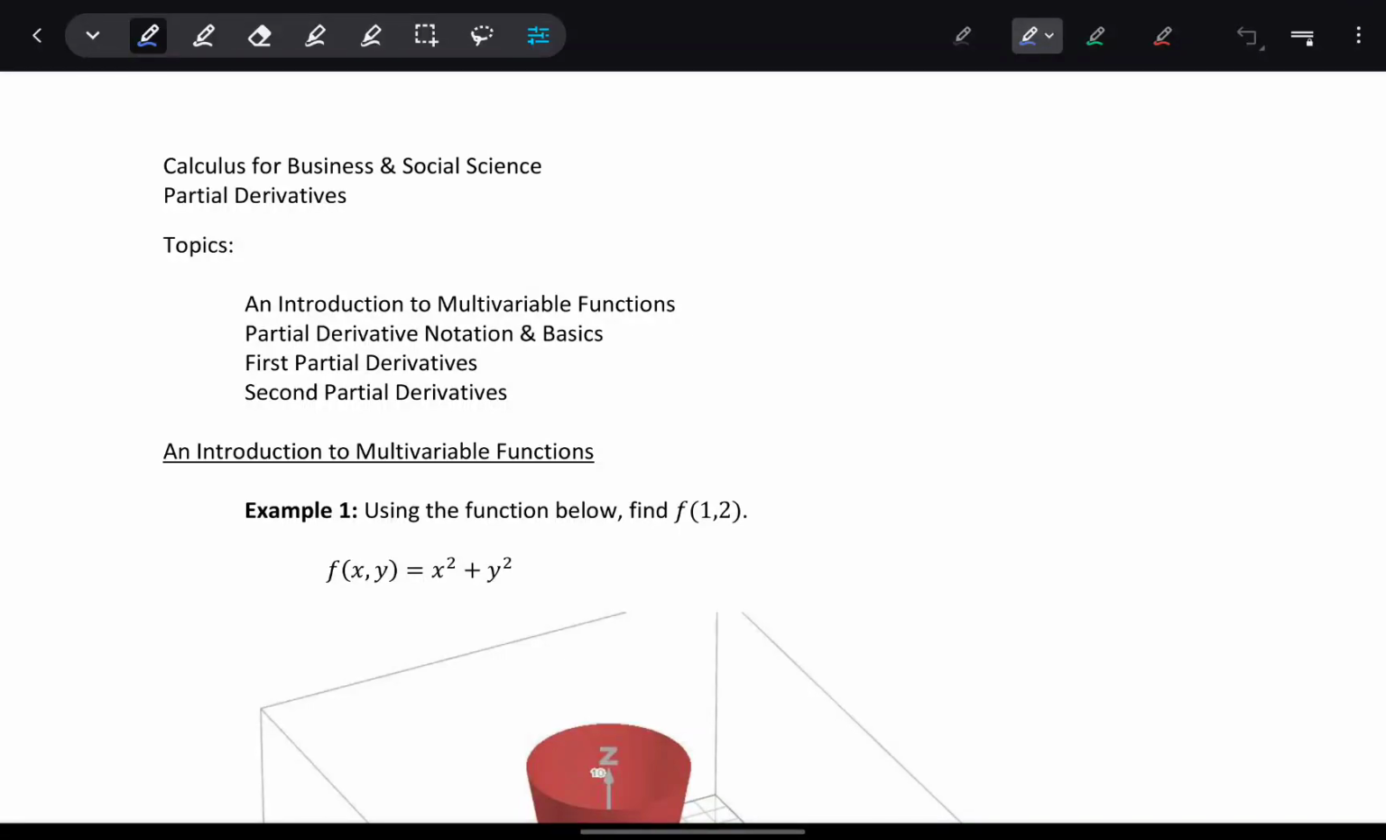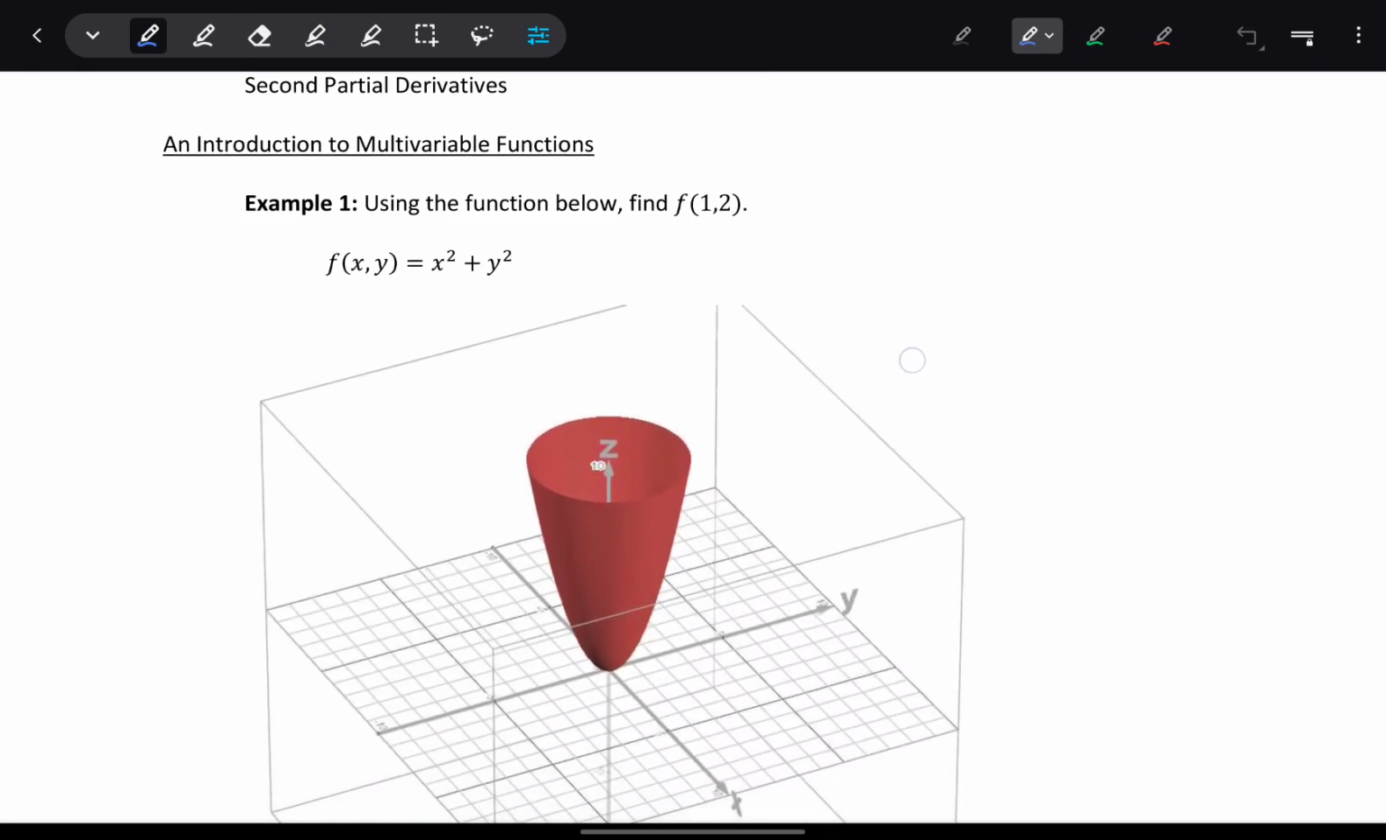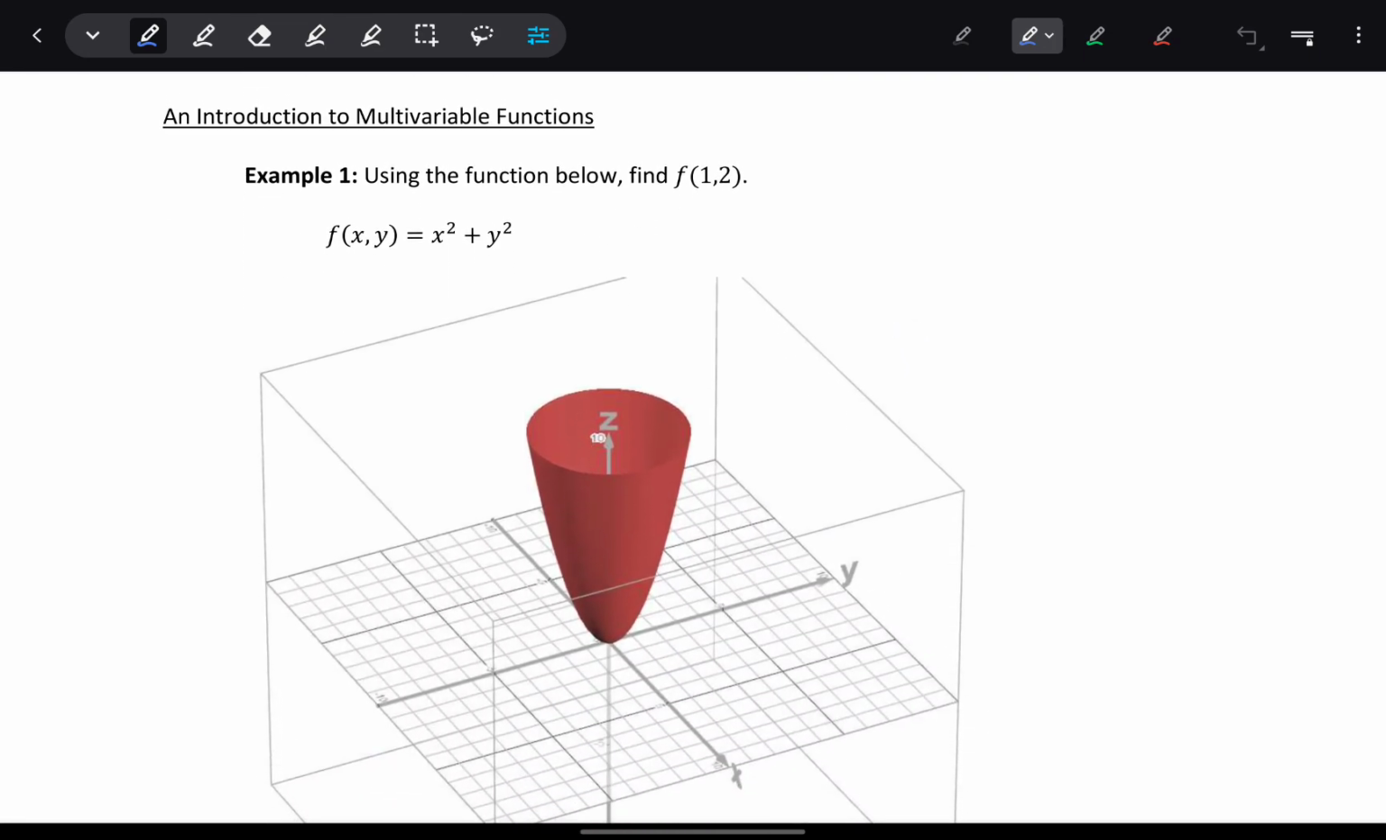Now we want to take the ideas that we've covered from earlier topics in this semester and begin applying them to functions with more than one independent variable. That is, functions that we refer to as multivariable functions. In example 1, we want to use the function below to find f of 1, 2.